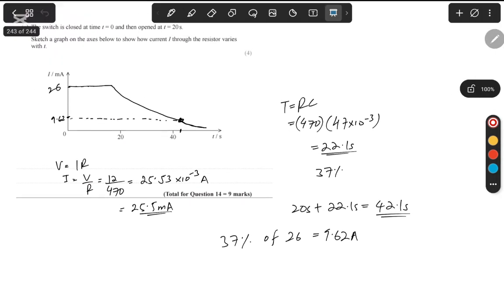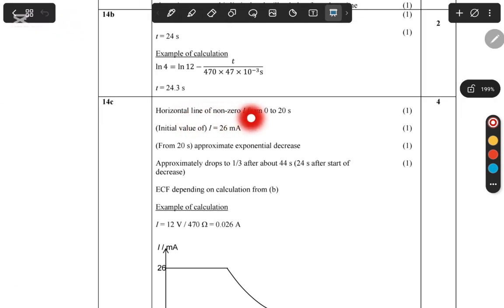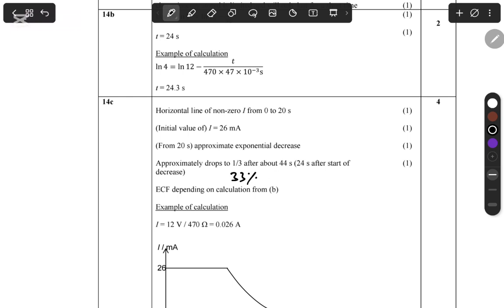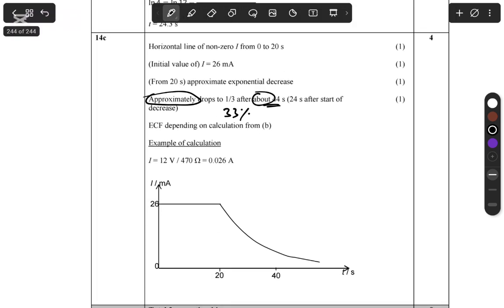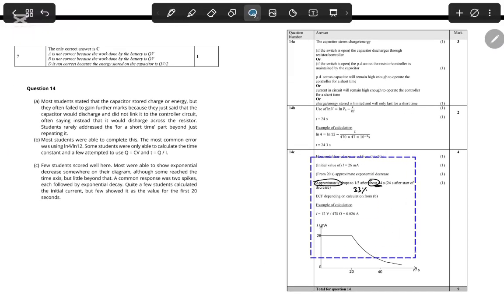I will show you something in the mark scheme as well now. So first of all, a horizontal line of non-zero current from 0 to 20, 26 milliamps approximately, then an exponential decrease. It approximately drops to 1/3, which means around 33% of the initial value, after about 44 seconds. This is again approximate, so just be accurate with it, but not too much. It's just sketching the graph. And this is the mark scheme and the examiner report as well.